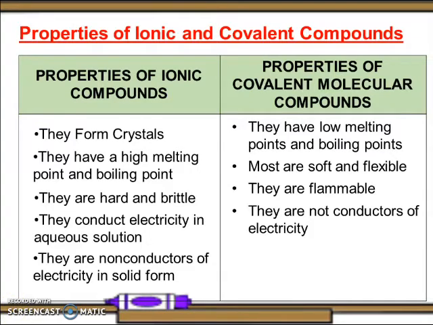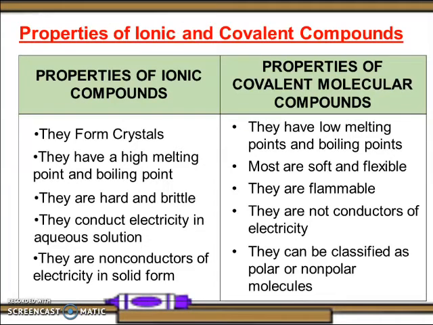And lastly, they can be classified as polar and nonpolar molecules. Covalent molecular compounds can be polar or nonpolar. The polarity of molecules results from the differences in the electronegativity of the bonded atoms. Electronegativity is the ability of an atom in a molecule to attract shared electrons towards it.